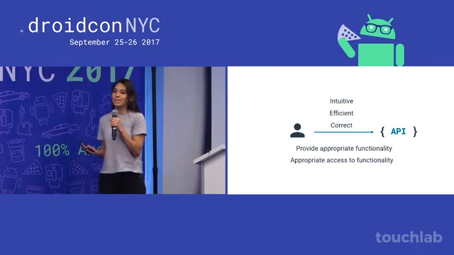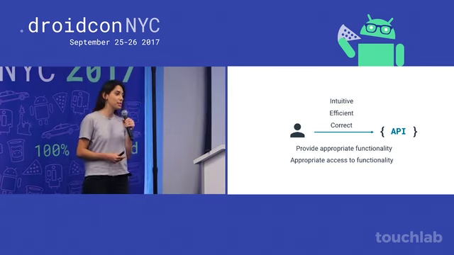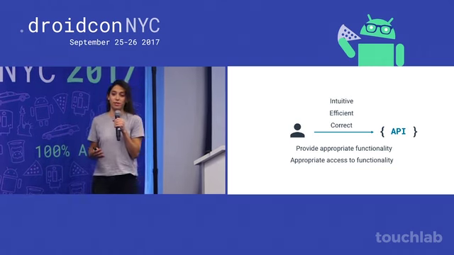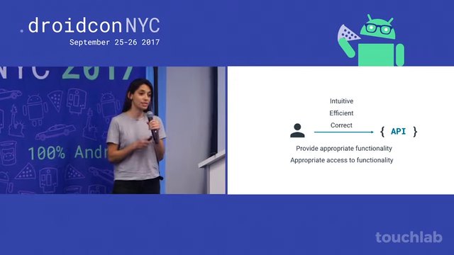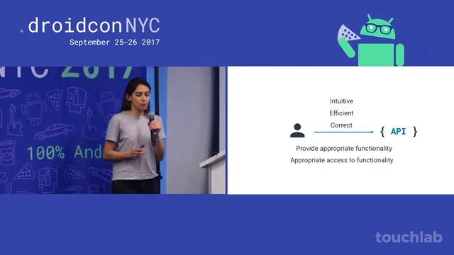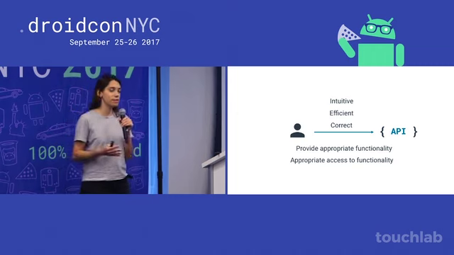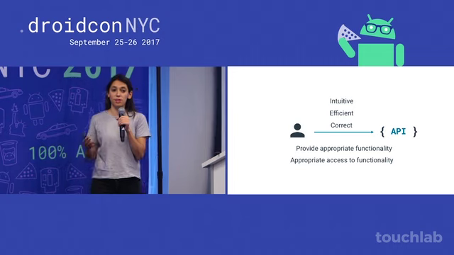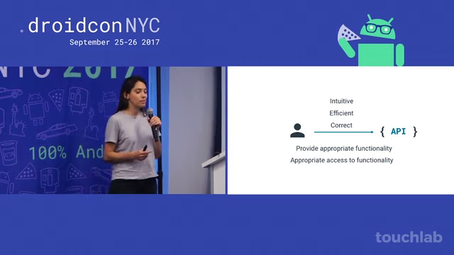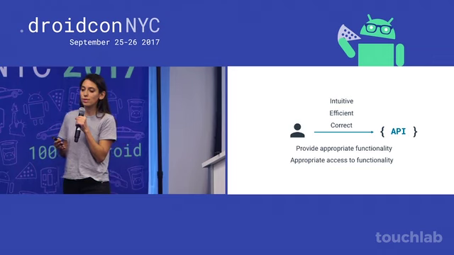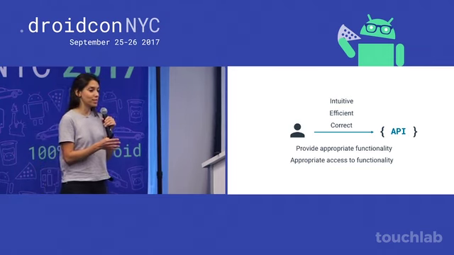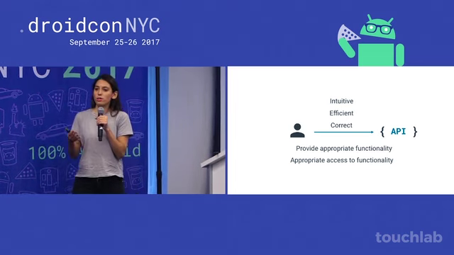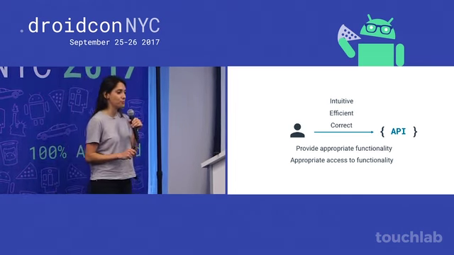And actually, we want the same things from the APIs that we use. We want them to be intuitive, efficient, correct, to provide the appropriate functionality, and to provide appropriate access to that functionality. So if in the UI usability, the UI is the interface between the user and the functionality or the content of the application, in the API usability world, the users are now the developers. And then the API is the interface between the developers and that body of code that implements that functionality.